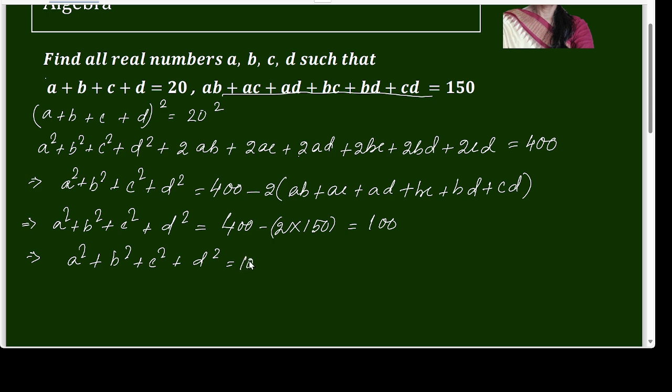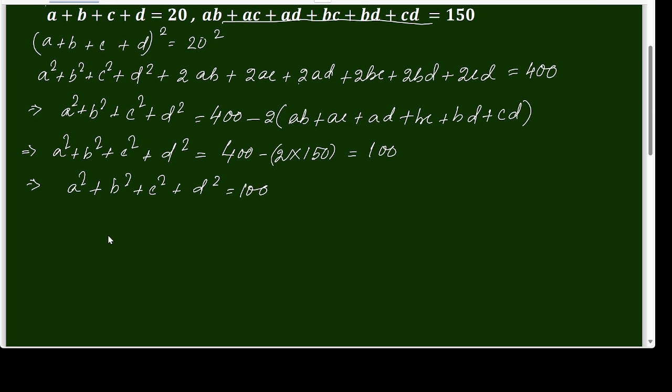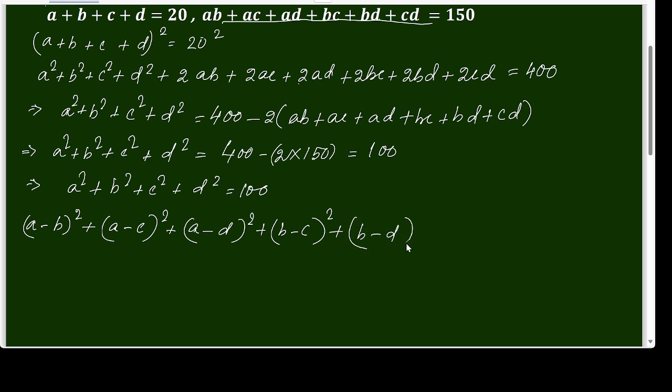Then what? Then I'll get some expression in this way. First I'll take a minus b whole square. Then I'll add to it a minus c whole square. Then I'll add a minus d whole square. Then b minus c whole square. Then b minus d whole square. Then c minus d whole square. Let us simplify this.